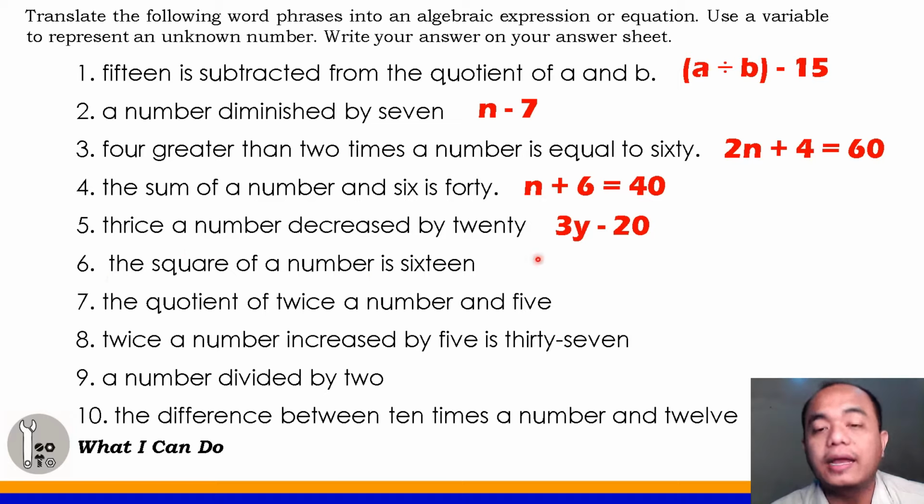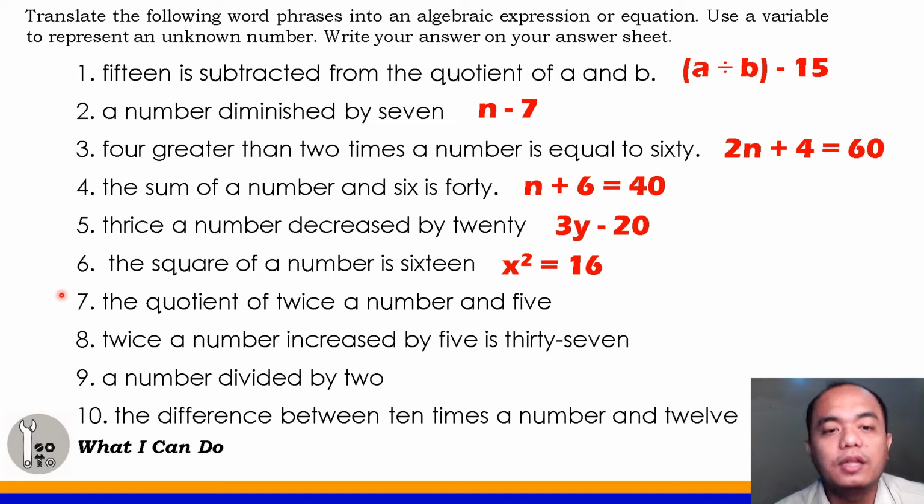So, in this case, ang ginamit ko dito is y naman. Kanina, yung n ang ginamit ko. Ngayon, y naman to represent the unknown number here. So, again, ikaw na ang magdedesisyon kung ano ang letter na gagamitin mo. Number 6. The square of a number is 16. So, ito yung tamang translation niya. x squared equals 16. So, this is the square of a number is 16. This is the correct translation of this item.